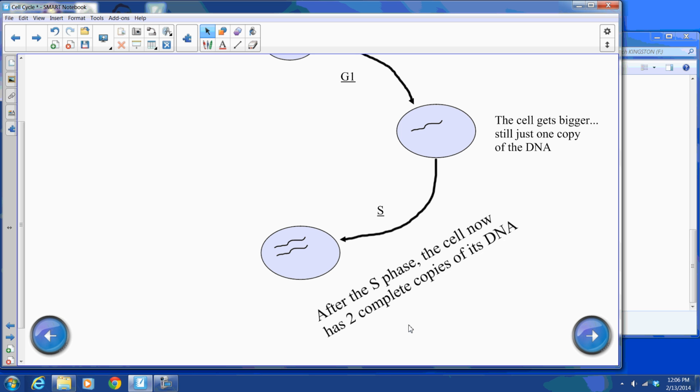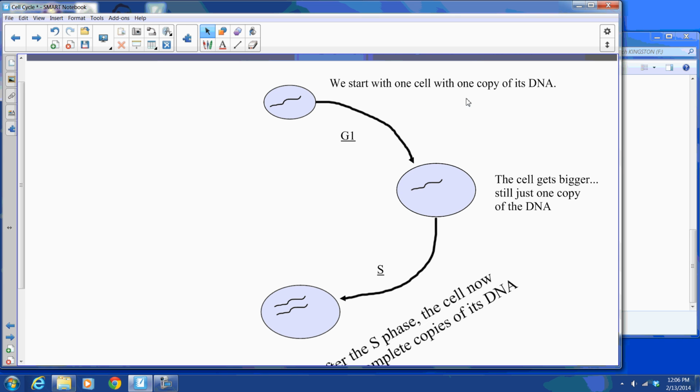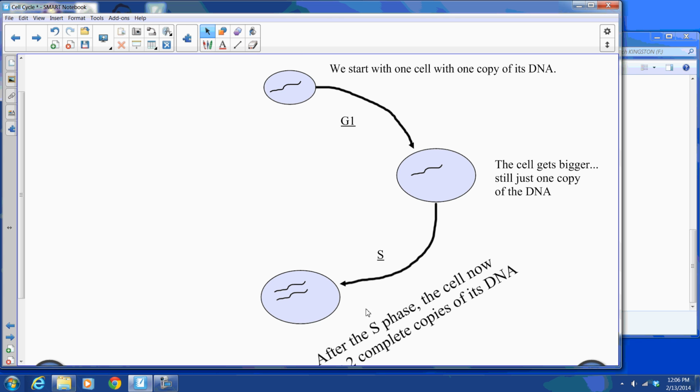By the way, on your notes, make sure that you do draw in the pictures like I have here, but also make sure that you fill in the descriptions as well.